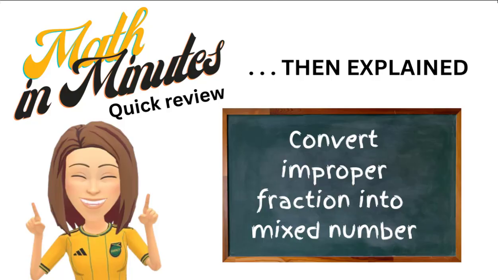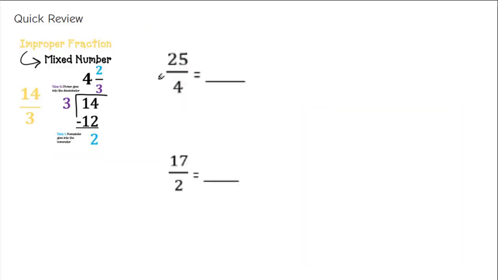How to convert an improper fraction into a mixed number. Let's get to it. This is an improper fraction. Your numerator is larger than the denominator. It's upside down. It's bigger on the top. A regular fraction, the number is smaller. So this is an improper fraction. We're going to convert it into a mixed number.